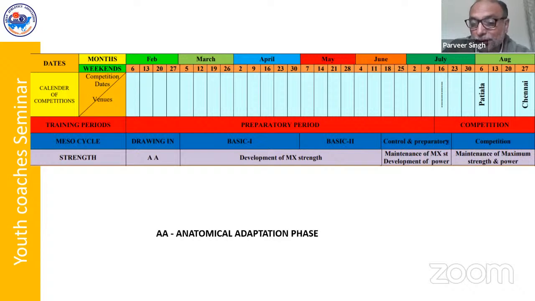Why? Because your muscles will gain strength very quickly, but your joint attachments, that is ligaments and tendons, need more time for strength gain. That's why we plan here with low intensity, some longer duration, working on strength endurance, some hypertrophy also. So your athlete's body will adapt.